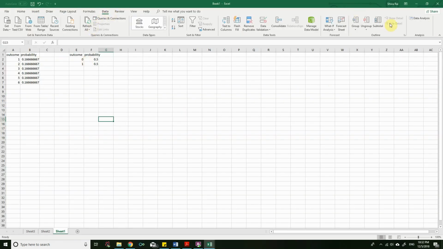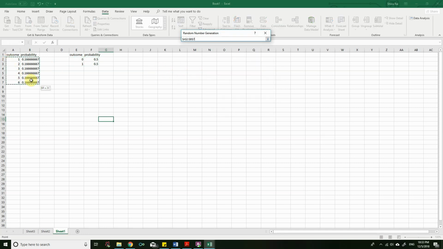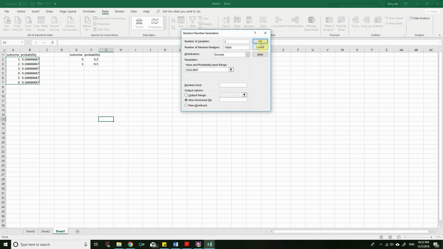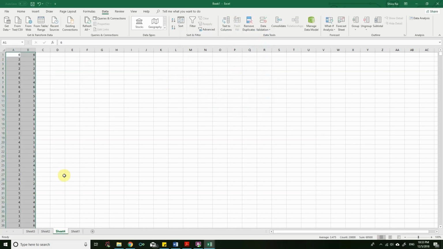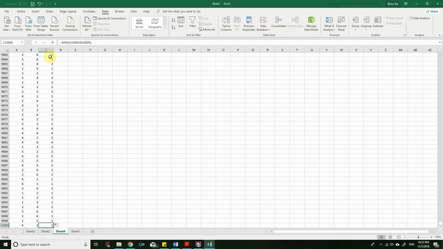Data analysis, random number generation, click on OK. Number of variables is 2 since we are rolling 2 dice, and random number is 10,000. Discrete distribution, and value and probability input range is from A2 up to B7. Okay, click on OK. Then we get this. So equals minimum of A1 and B1. That's all. Now double click left, so you can see at the end there's this one.